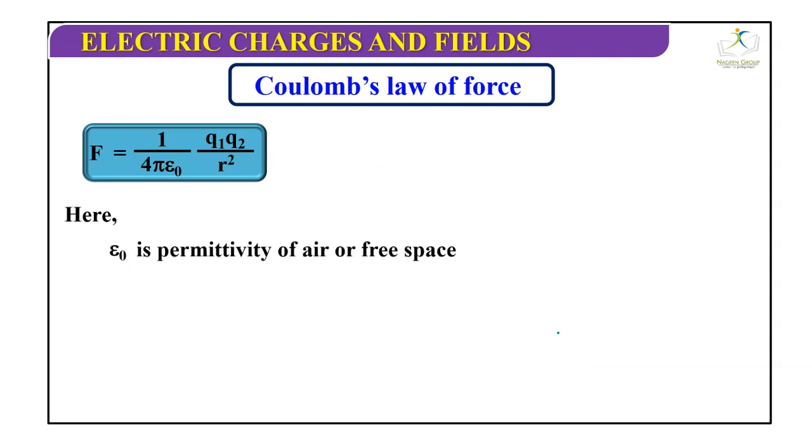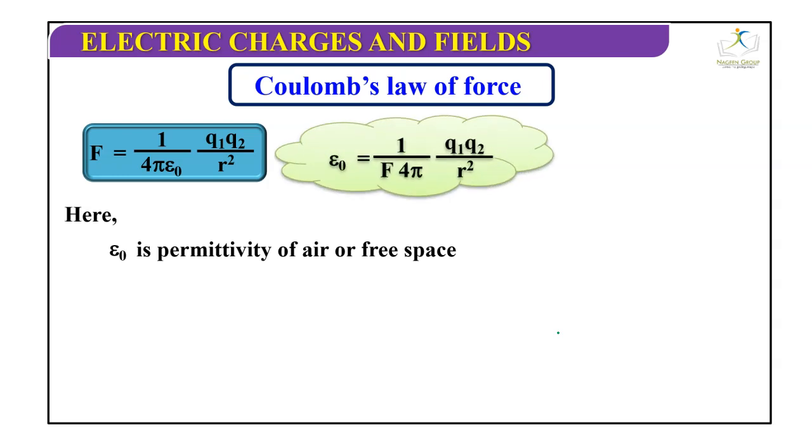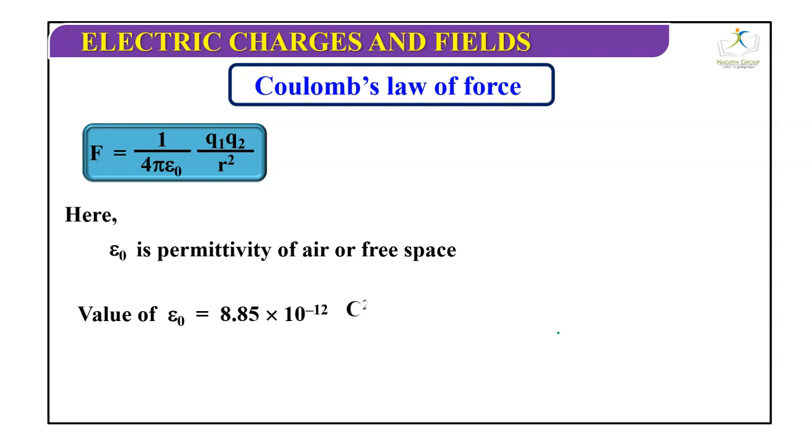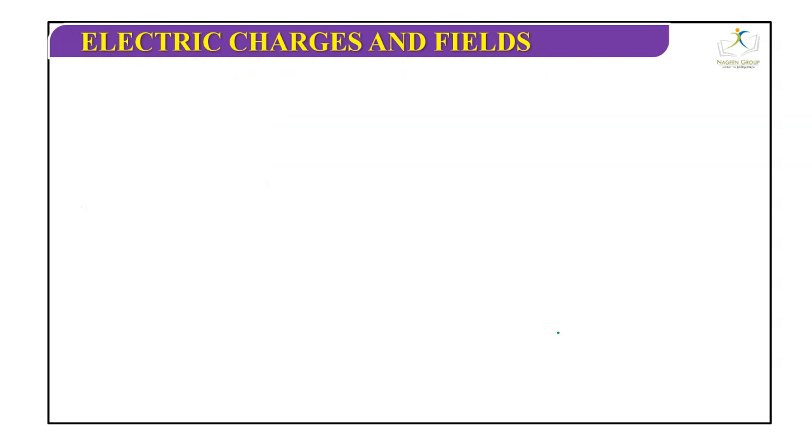Here epsilon naught is the permittivity of air or free space, and we get the formula and the value from this equation. Clear? So the value, as I told you earlier, is 8.85 times 10 to the power minus 12. The unit of epsilon naught we can calculate, that is Coulomb square per Newton meter square. Clear? The value of 1 by 4 pi epsilon naught is 9 times 10 to the power 9 Newton meter square per Coulomb square.